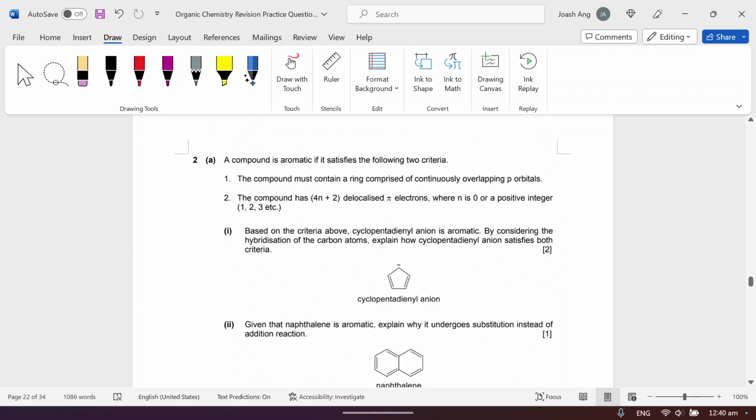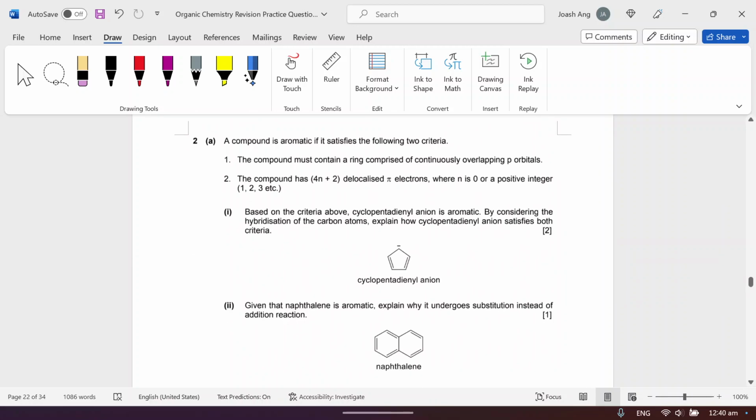In this case, I don't think you've encountered this concept before. Aromaticity has many requirements to fulfill, and these are the two criteria: continuous overlapping of the p orbitals, as well as 4n+2 delocalized pi electrons, where n is 0 or a positive integer. Based on the criteria above, we note that this compound below is actually aromatic. Consider the hybridization and explain how it satisfies both criteria.